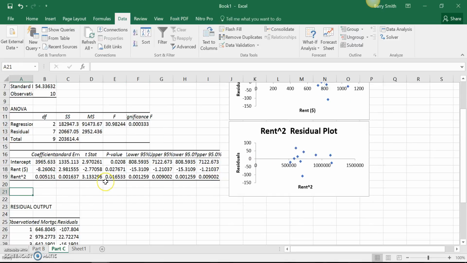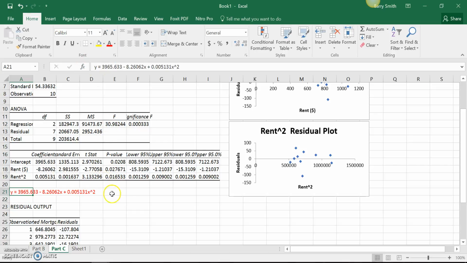So we get this, and we have 2 residual plots for the plain and the quadratic part, and we also have our quadratic equation. So that's going to be y equals 3965.633, and then minus 8.26062x plus 0.005131x squared. And so that's our quadratic equation.